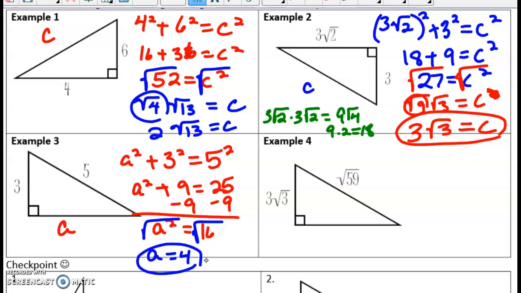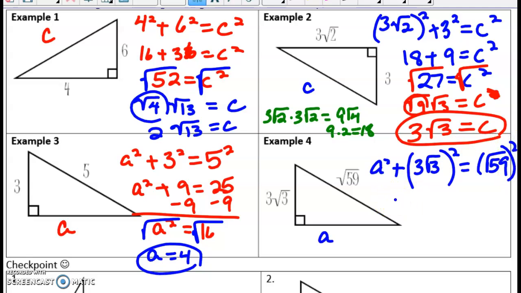All right, moving on to number 4. Again, we know a leg and a hypotenuse, we'll call the other leg A. So we're going to say a squared plus 3 root 3 squared equals the square root of 59 squared. Again, use your calculator to your advantage. 3 root 3 squared, put it in parentheses.